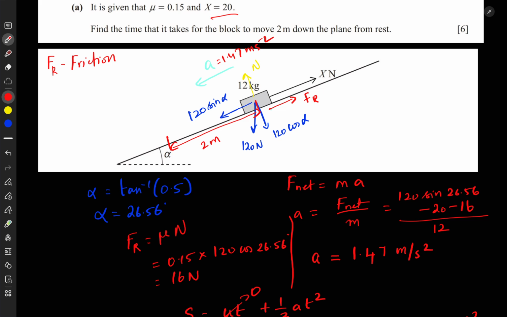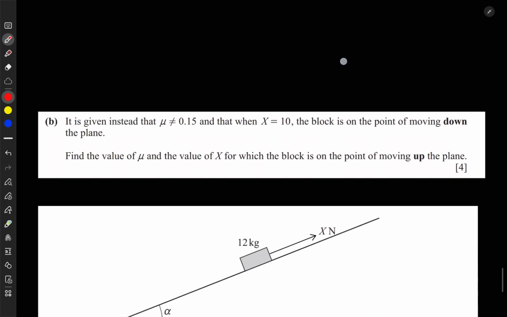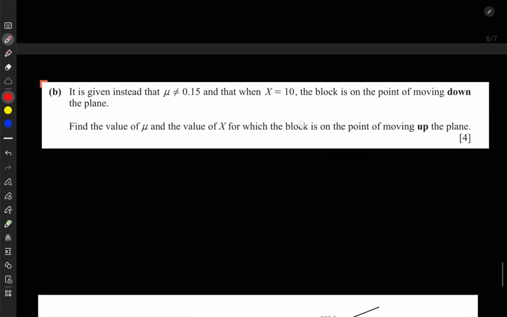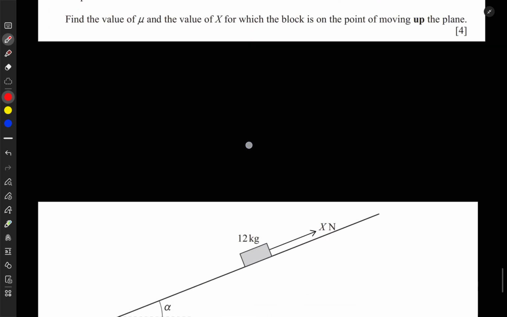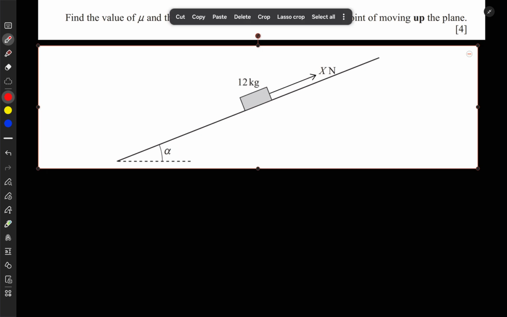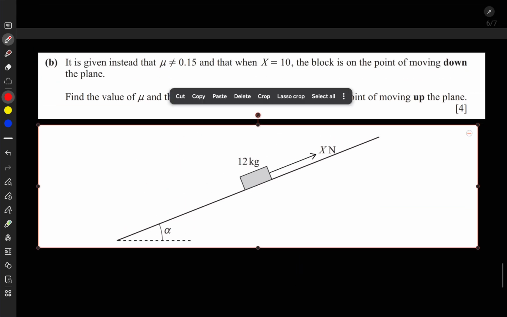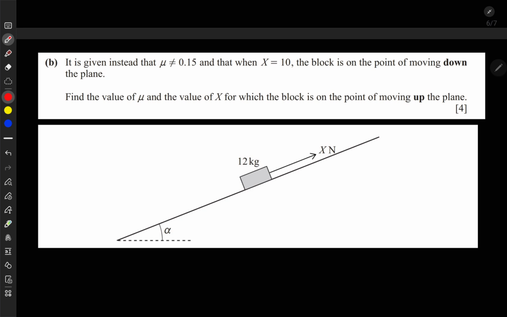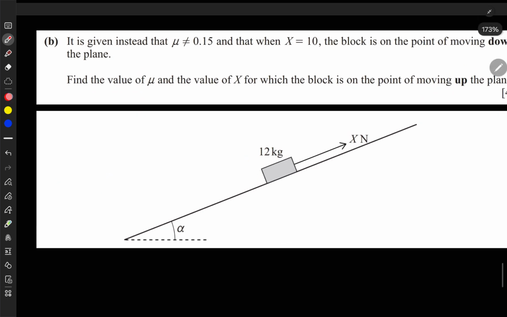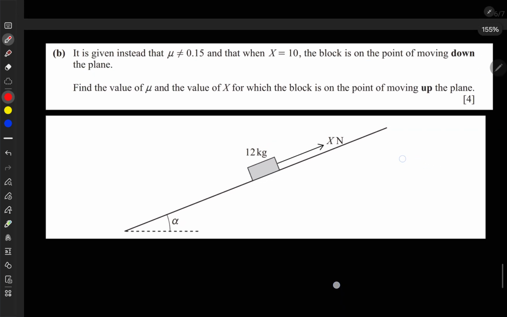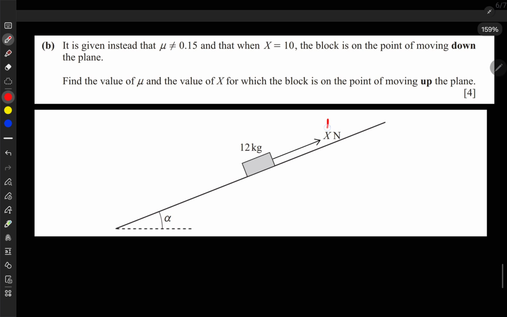Now the next question, the B part of the same question. Again, I have taken one picture. It is given that mu is not equal to 0.15, and when X is equal to 10, the block is on the point of moving down the plane. Just it wants to move down. We can consider that it is at rest, in equilibrium. So at this moment I can take the X value as 10.